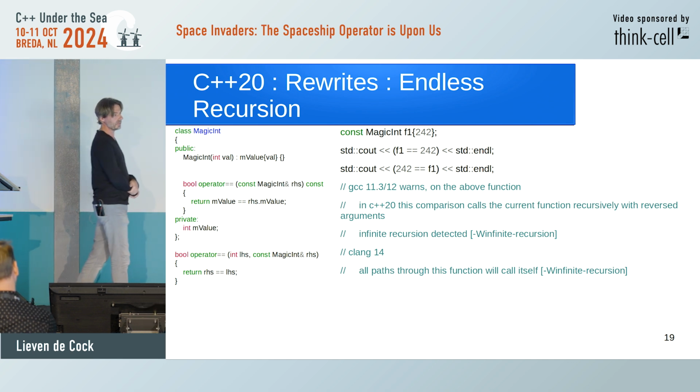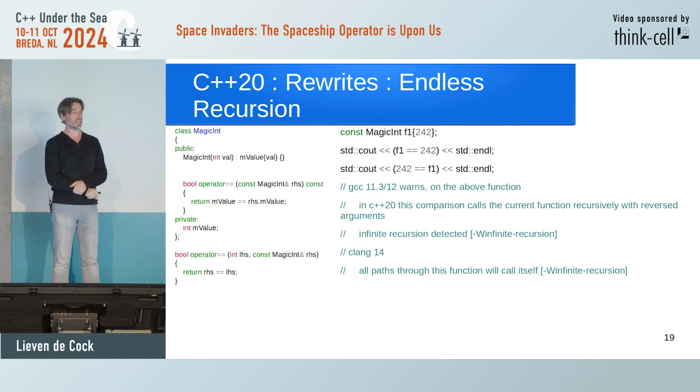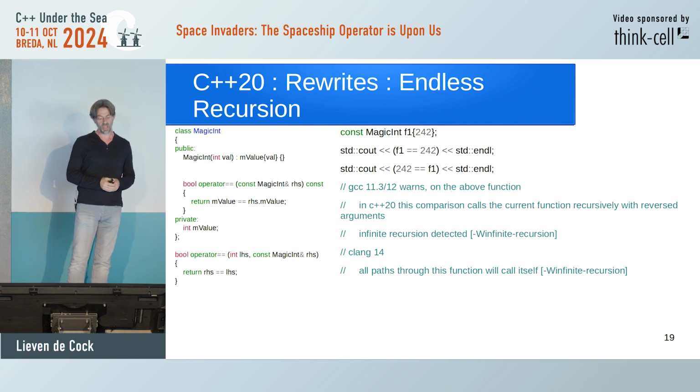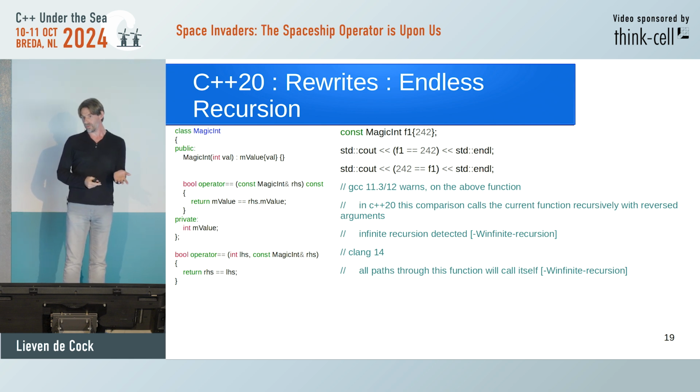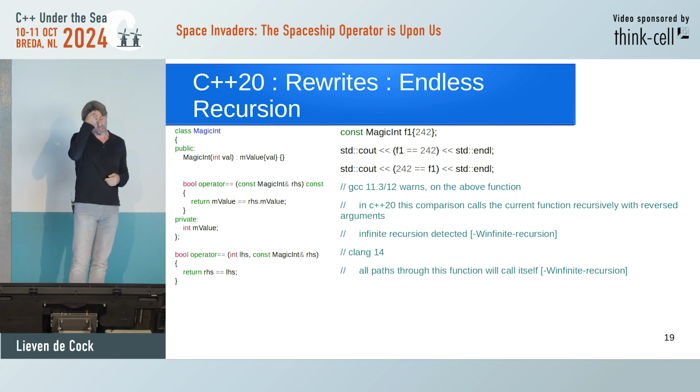And why is that? What is going wrong? If we look at this little example again, we have the magic int with the equality operator, and we also have the free function. It was pre-C++20 code, so we provided that free function in our code base, which we have seen, which says, I take an integer and a magic int, you know what, I'll swap them around. And now the code breaks.